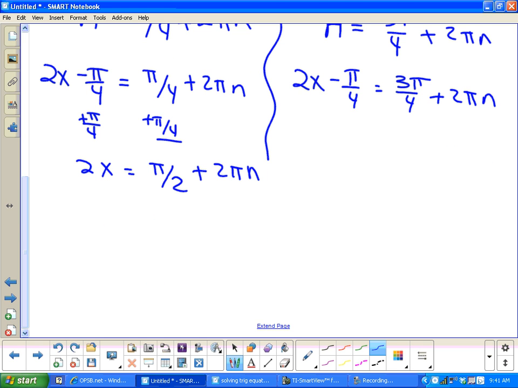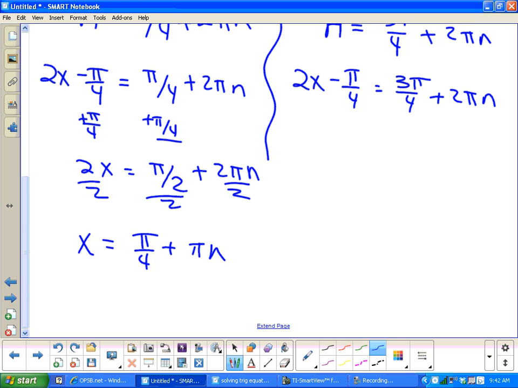Okay, then what? Divide by 2. So we'll get, what's pi over 2 over 2? Pi over 4. It's kind of like we got back to where we started, plus pi n. Now in a minute we'll let n equal 0, 1, 2, and all that fun stuff.